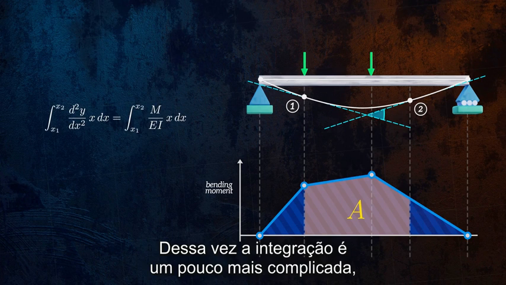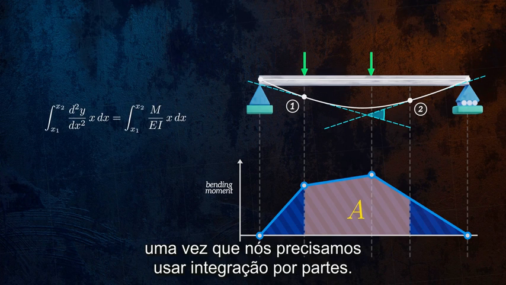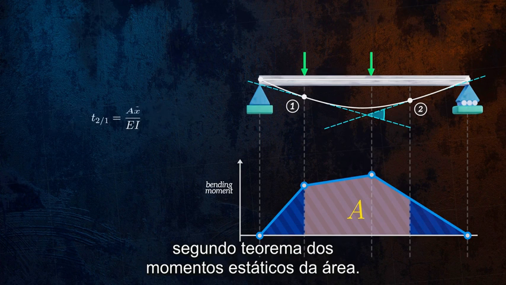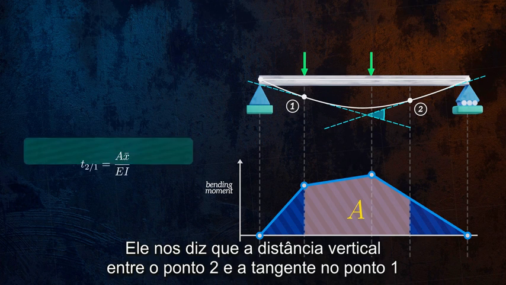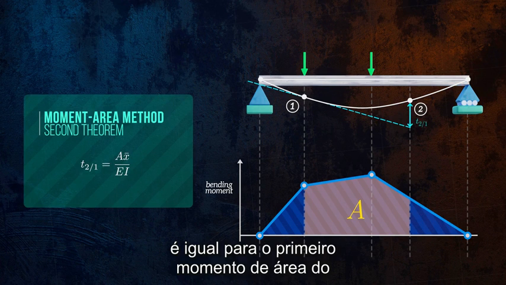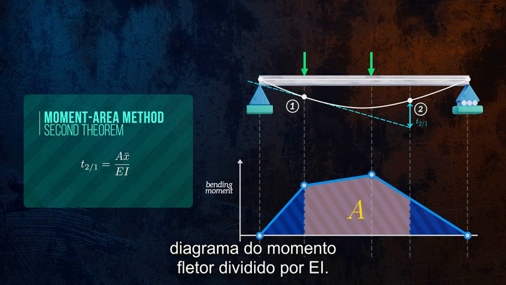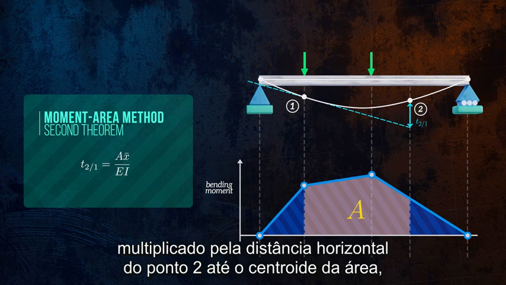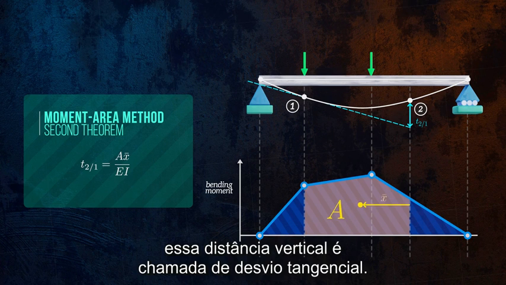This time, the integration is a bit more complicated since we need to use integration by parts. But we end up with this expression, which is the second moment area theorem. It tells us that the vertical distance between point 2 and the tangent line at point 1 is equal to the first moment of the area of the bending moment diagram, divided by EI. The first moment of area is just the area under the diagram, multiplied by the horizontal distance from point 2 to the centroid of the area. This vertical distance is called the tangential deviation.